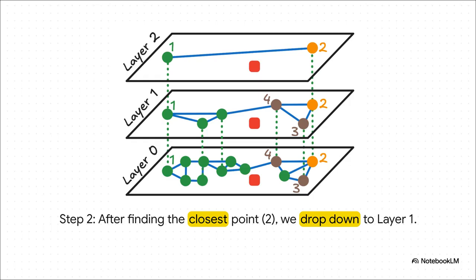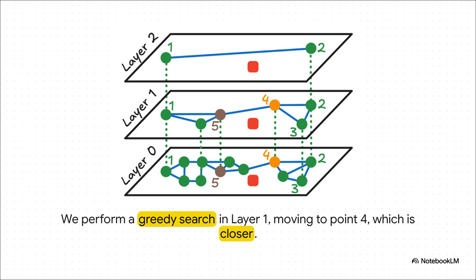This layer has more connections. It's like the main roads in a city, so we can do a more refined search. Here on layer 1, we just repeat the process. We do another one of those greedy searches.